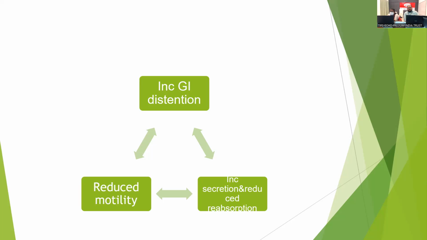So GI distension increases, and by the time, the same will cause increased secretion and reduced reabsorption. This same thing will cause GI distension. GI distension increases, motility is also reduced. Motility reduced, GI distension occurs. So it's complementing each other, which will add on to the patient's suffering. So what we want is to manage these three main issues to reduce the suffering of the patient.